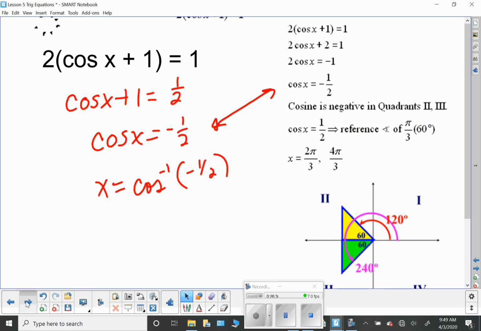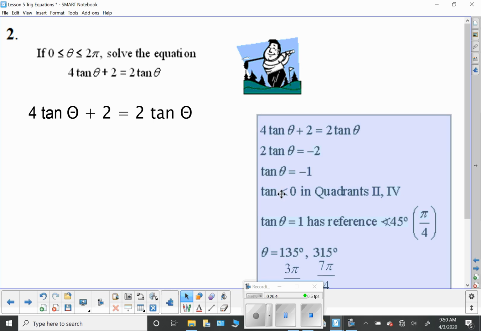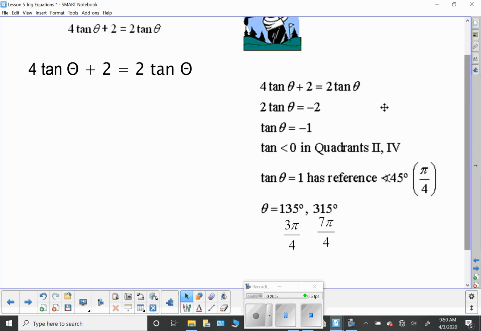Okay, next one up. Pause the video and try this one. And you're back. Okay, remember we're going to subtract the 2 tan theta. We subtract the 2. Take the inverse tangent of negative 1. This is just saying that tangent is less than 0 in quadrants 2 and 4. Again, we prefer our answers in radians.